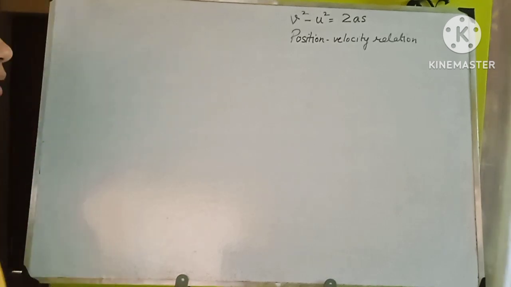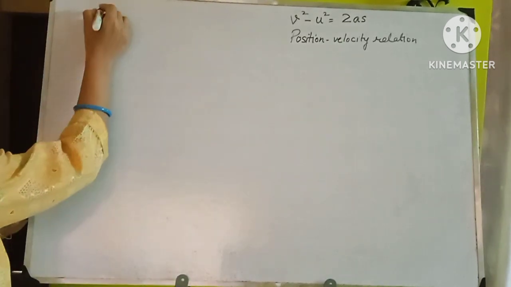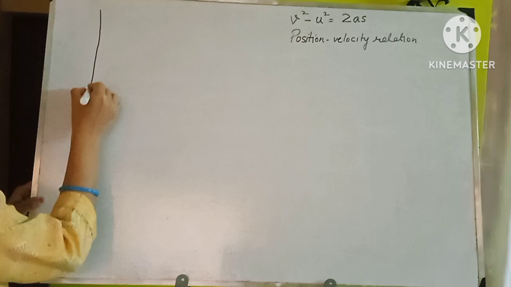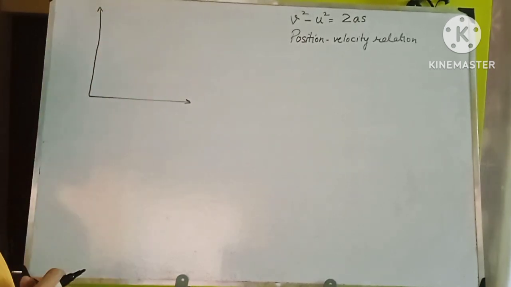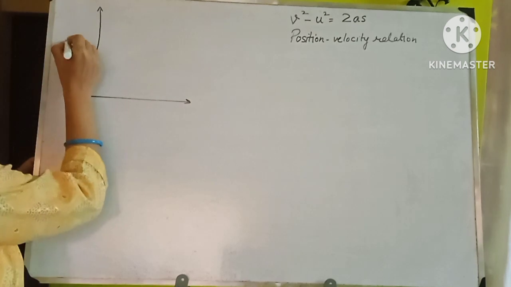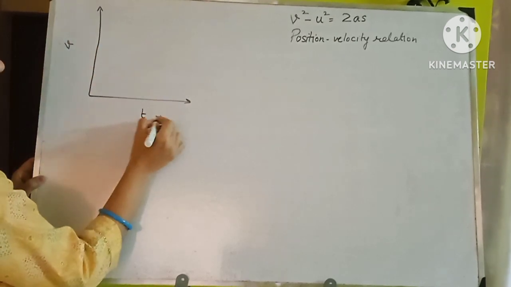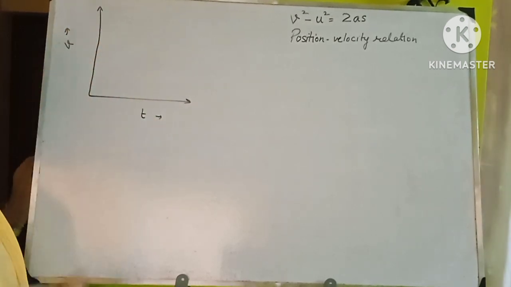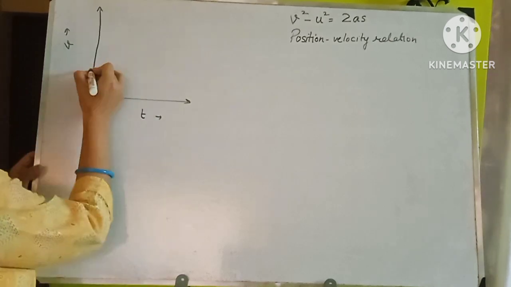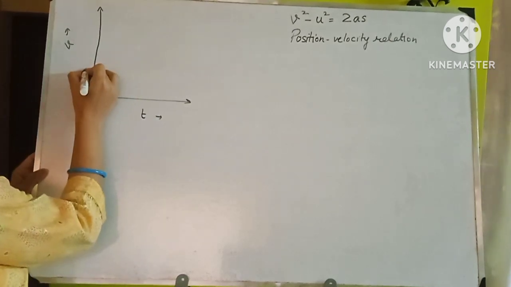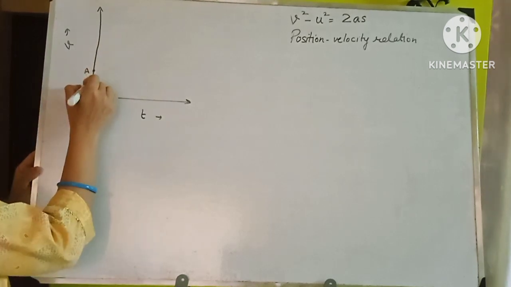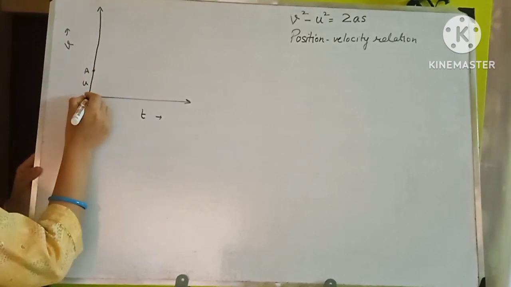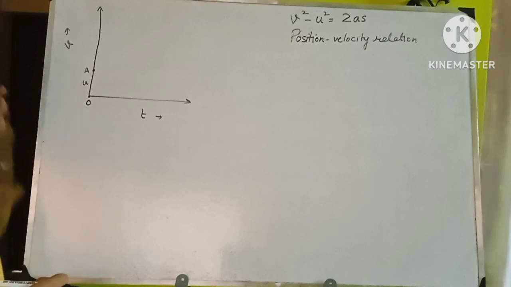As it is a graphical derivation, we'll draw the graph. The graph is again the same graph which we used in the first and second equations of motion, that's a VT graph, velocity time graph. Let's see the considerations. Let's consider an object at point A on the graph, moving with initial velocity u. So this is your initial velocity u. Let this be origin O.